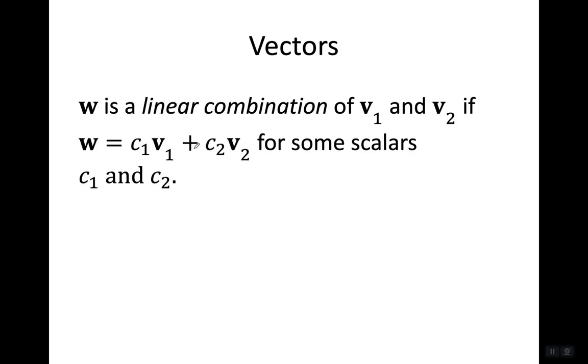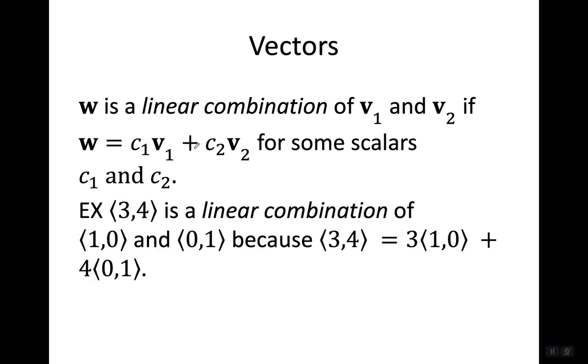w is a linear combination of v1 and v2 if w equals c1 v1 plus c2 v2 for some scalars c1 and c2. This is a really important definition. We'll use this over and over and over again. For example, 3, 4 is a linear combination of 1, 0 and 0, 1 because 3, 4 is 3 times 1, 0 plus 4 times 0, 1.